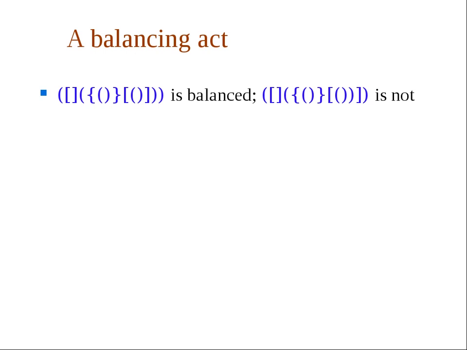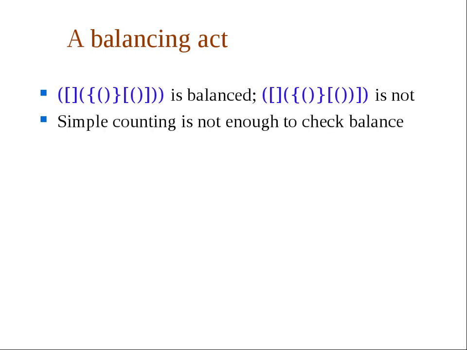You can iterate through it, right? Well, simply counting is not enough because you could try and count the number of open and number of closed. But that's actually not going to tell you if they're balanced. Because just in that example, you have the right number of open and closed, but it's still not balanced.